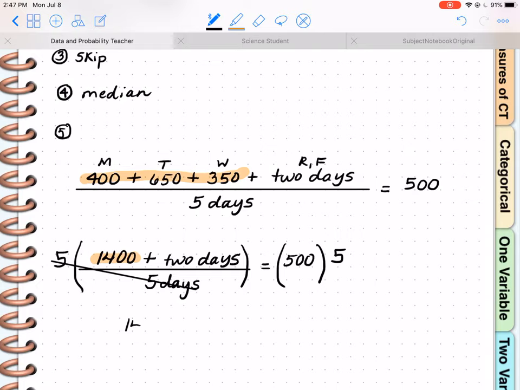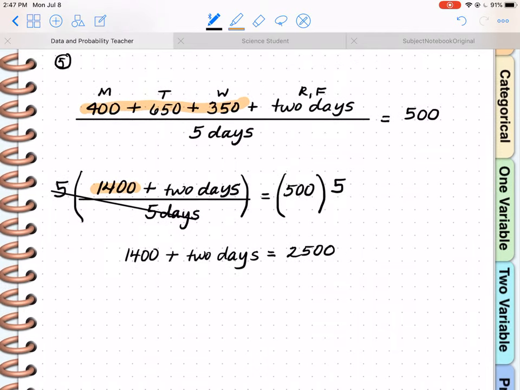So you're left with 1,400 plus 2 days equals 500 times 5, which is 2,500. And then we're going to minus the 1,400 here and here. So you're left with those 2 days. That's so important, guys. Equaling 1,100.